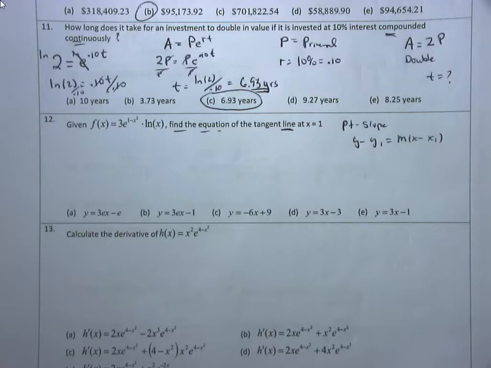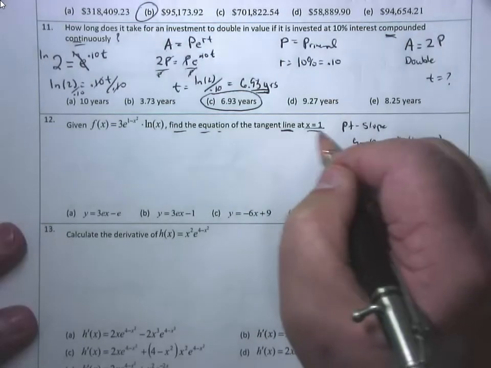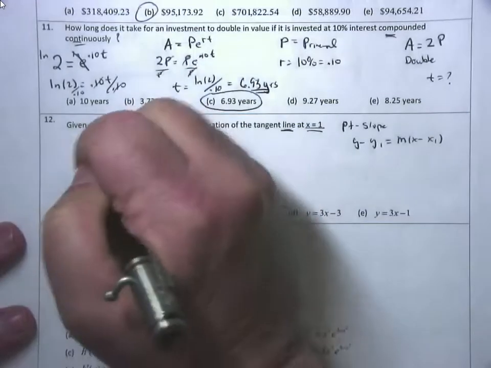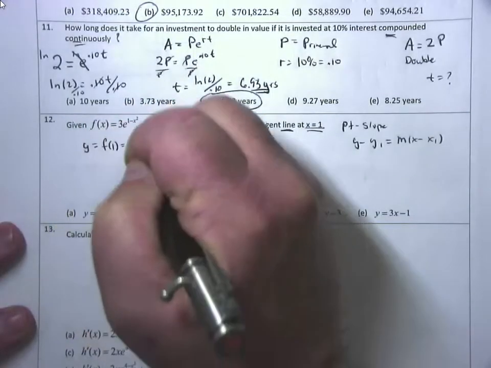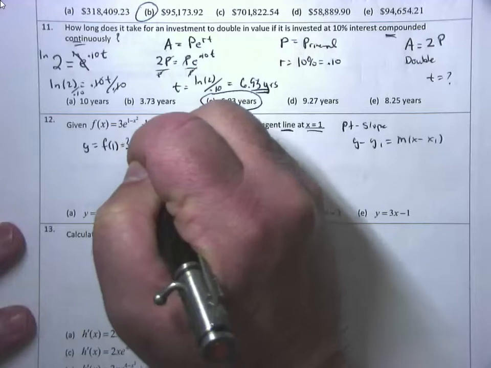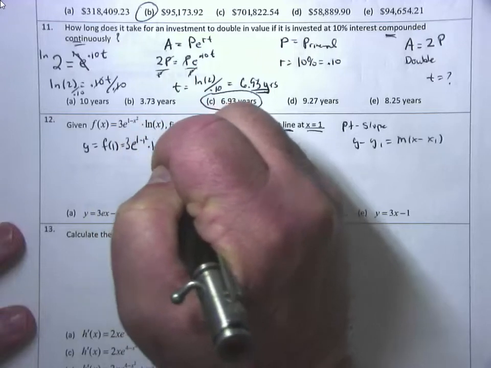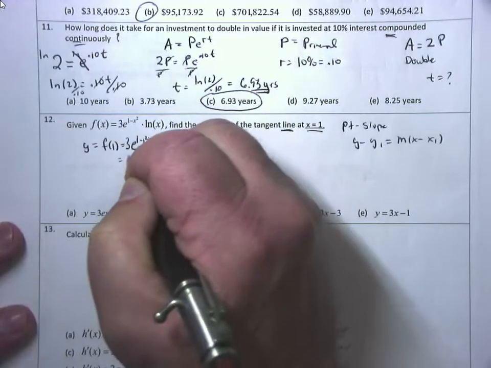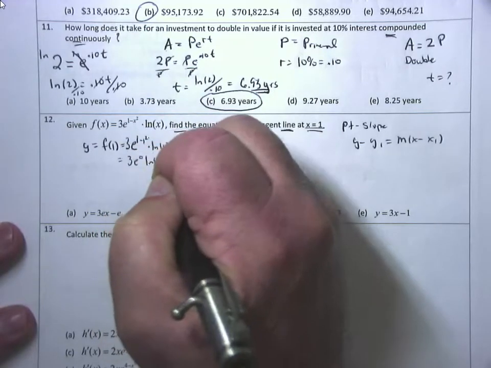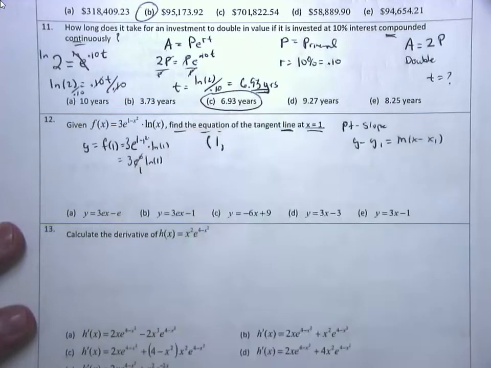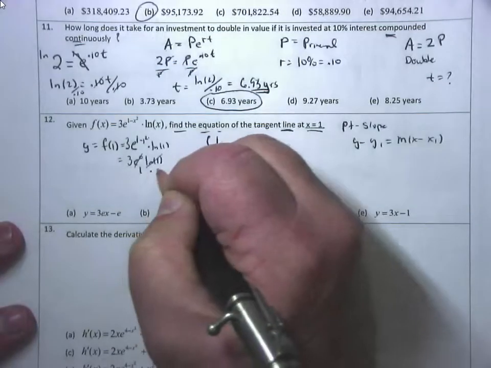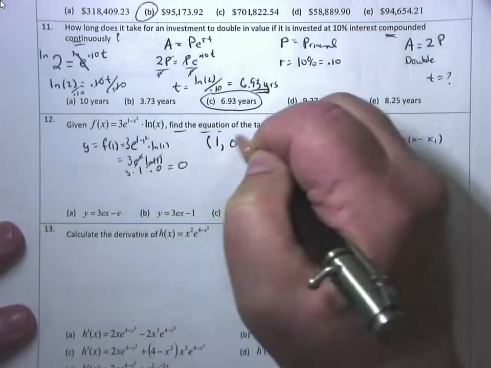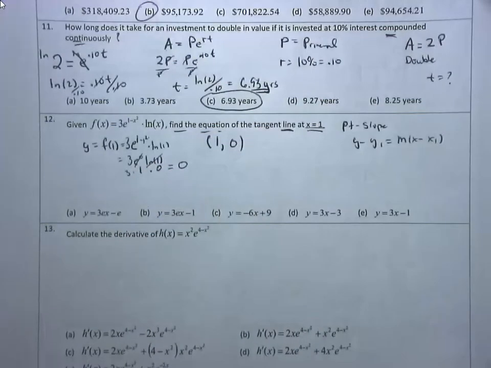I don't give you any of those things. I gave you half a point. What did I give you? x is 1. How do I figure out the y coordinate? The y coordinate is going to be f of 1, so just plug it in. 3 times e to the 1 minus 1 squared times the natural log of 1. 1 squared is 1, 1 minus 1 is 0, so this is 3 e to the 0 times the natural log of 1. e to the 0 is 1, but what's the natural log of 1 equal to? 0, and 3 times 1 times 0 is 0. The y coordinate is 0, because the natural log of 1 is 0.